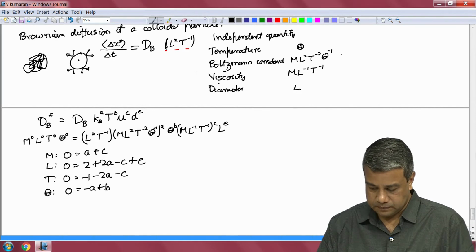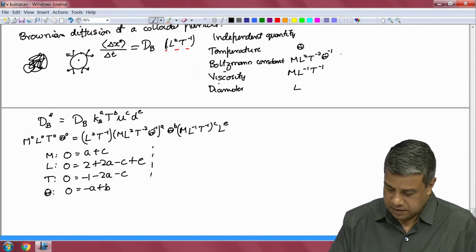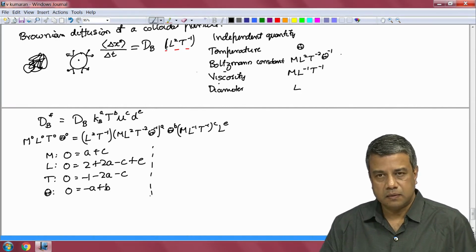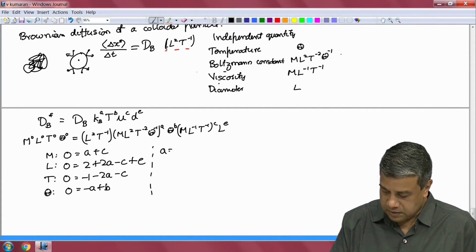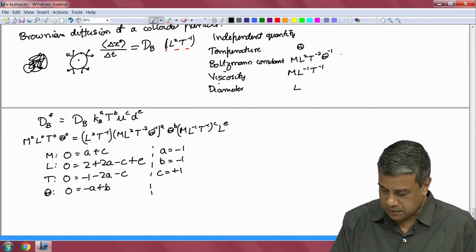And you can solve these equations. What you will find is that A equals minus 1, B equals minus 1, C equals plus 1 and E equals plus 1.